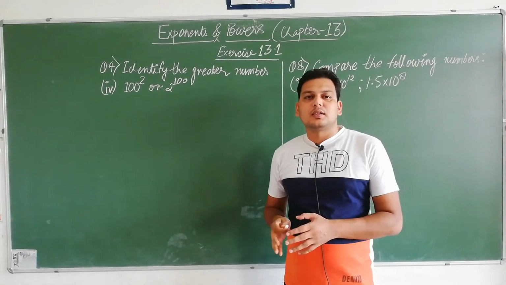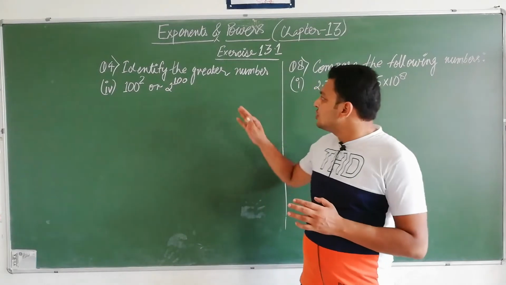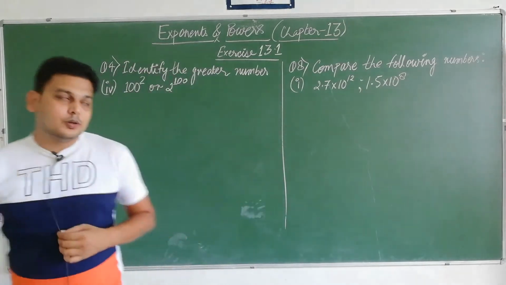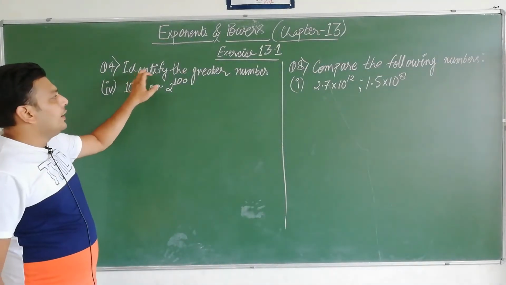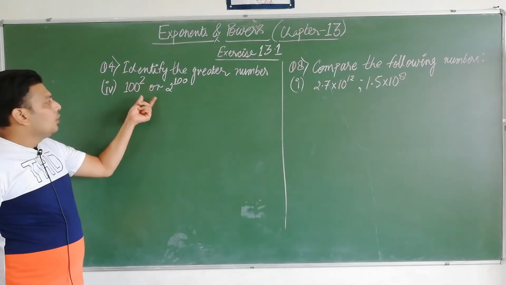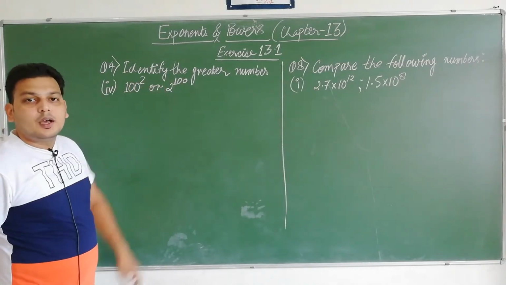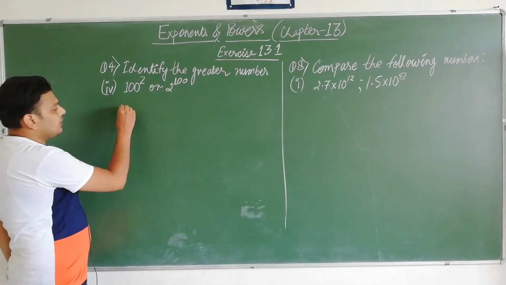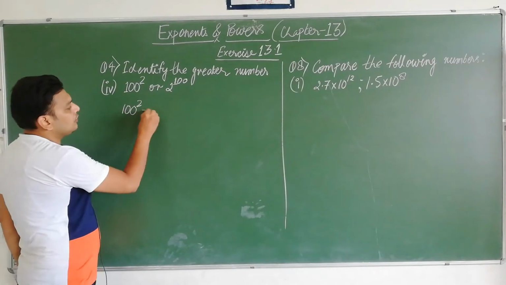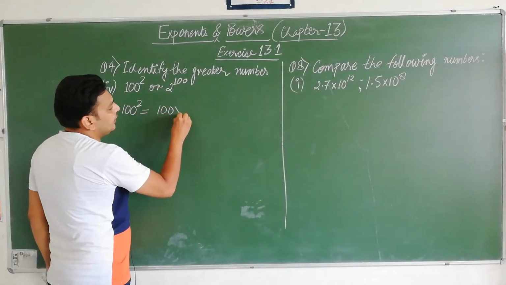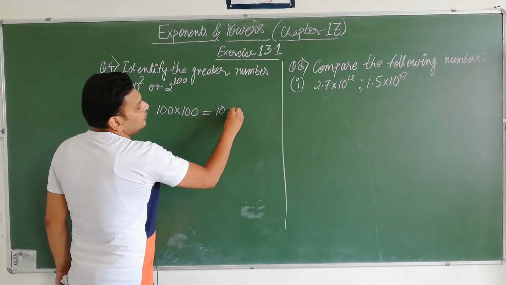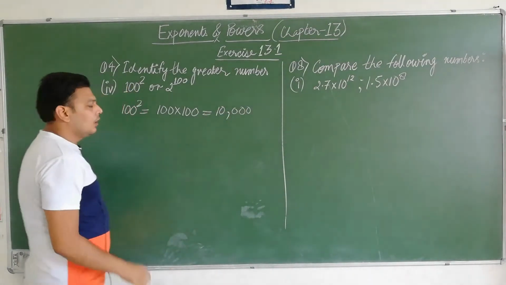Today before starting this class we will do some questions of exercise 13.1. Taking question number 4 part 4. This says identify the greater number, and the numbers are 100 to the power 2 or 2 to the power 100. It's very easy to find 100 to the power 2. We will multiply 100 two times, and the number we got is 10,000, right?